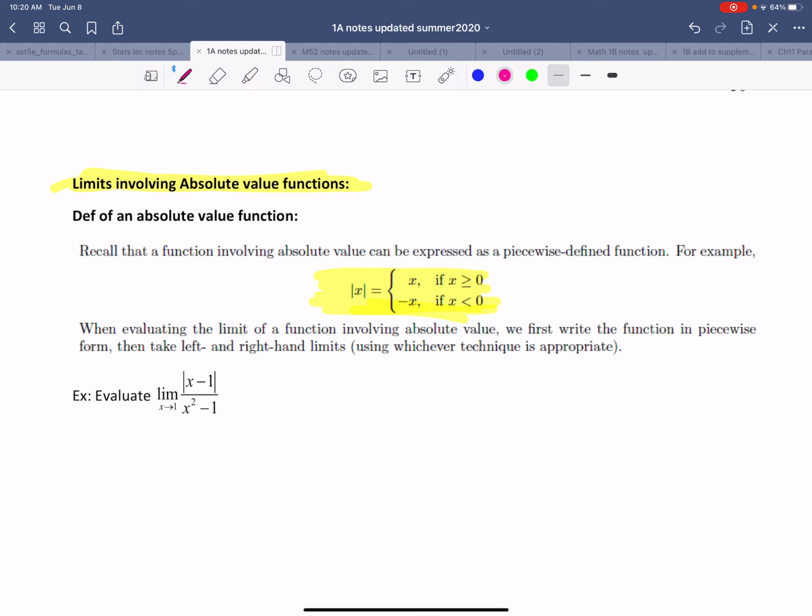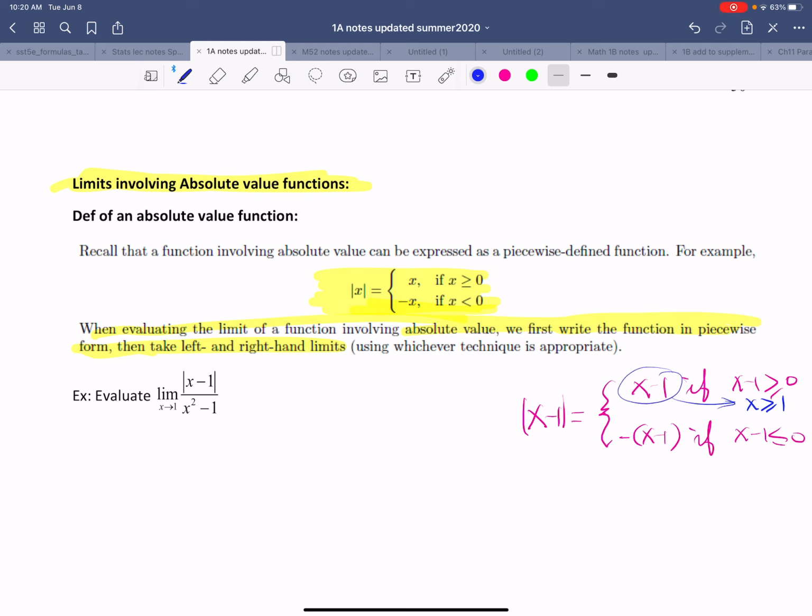When evaluating limits involving the absolute value function, we need to first write the function using piecewise notation and then take the left and right-hand sided limits. So here, we remember now that the absolute value of x minus 1 is equal to x minus 1 if x minus 1 is greater than or equal to 0, and the opposite of x minus 1 if x minus 1 is less than 0. And that means if x is greater than or equal to 1, then this is the value it would take.